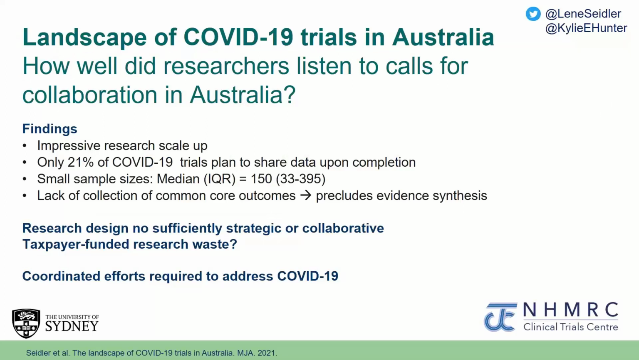Now, we had a look at how well researchers in Australia have listened to those calls for collaboration. By looking at the landscape of COVID-19 trials in Australia, we looked at all trials registered in the first 9 months of COVID-19 on trial registries. And we found that whilst there was an impressive research scale-up with lots and lots of trials registered, only 21% of these trials plan to share data upon completion. So those calls to coordinate international research efforts and share IPD seem to have gone unheard by many Australian researchers, at least. We also found relatively small sample sizes, which would not yield enough power to detect differences in meaningful clinical outcomes, such as mortality, and a lack of collection of common core outcomes, which Kylie has already pointed out to you earlier on, includes evidence synthesis of these smaller trials.